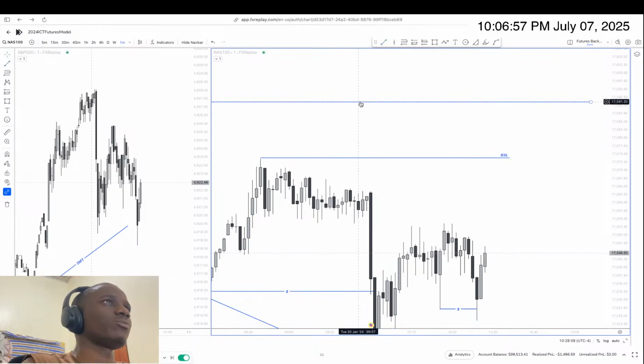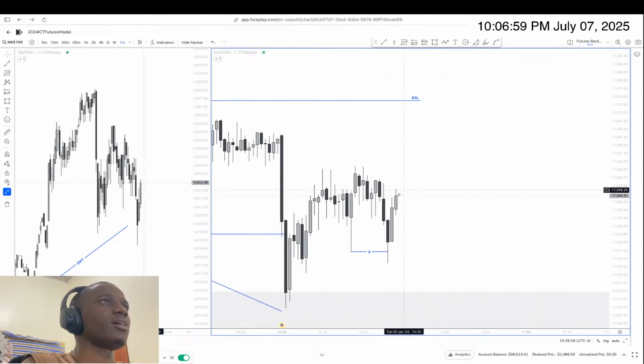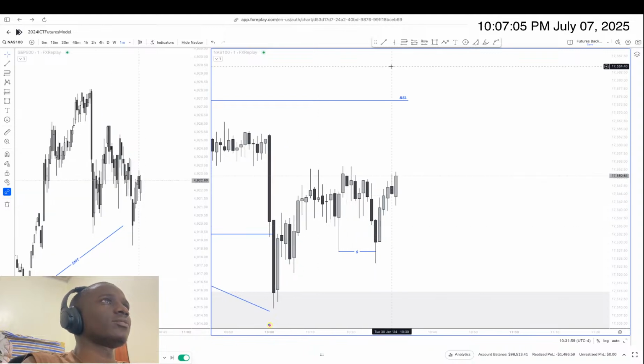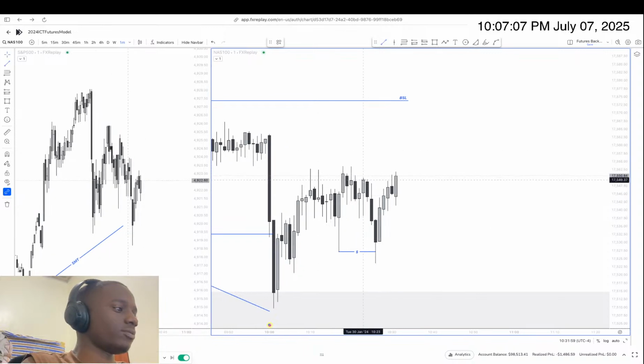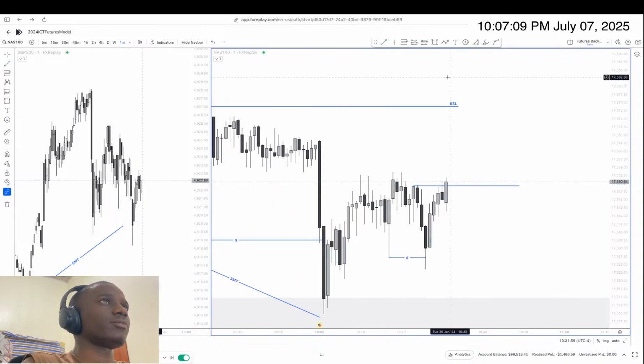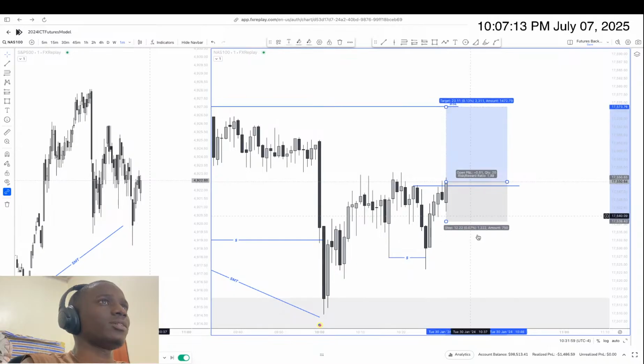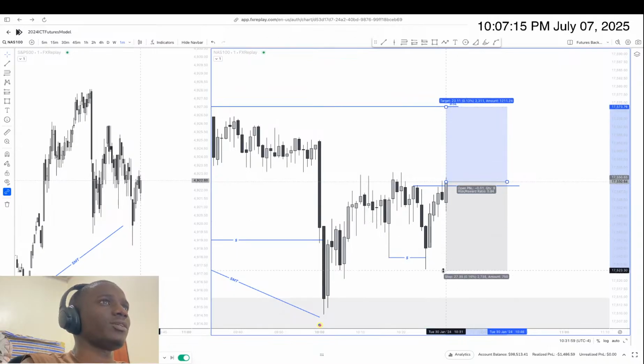We have way too many lines. Let's remove some. Anyways, so I'll be waiting for this level to be crossed out. So you create a change in state right here. I think you can take a second entry, but it will be like some kind of one-to-one, because you can see like have a really huge stop loss.